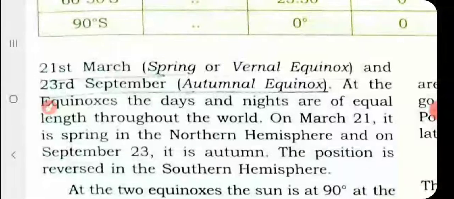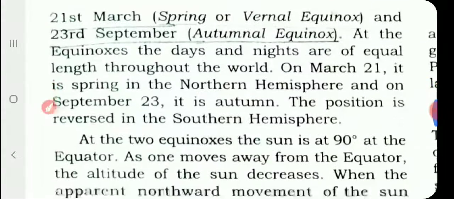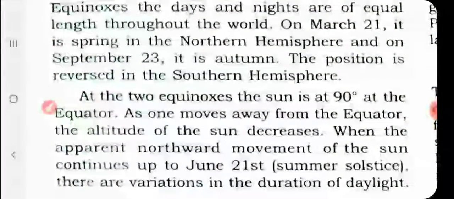These days are the 21st March and 23rd September. Clear now? At the equinoxes, the days and nights are of equal length throughout the world. On March 21st, it is spring in the northern hemisphere, and on September 23rd, it is autumn. This position is reversed in the southern hemisphere.